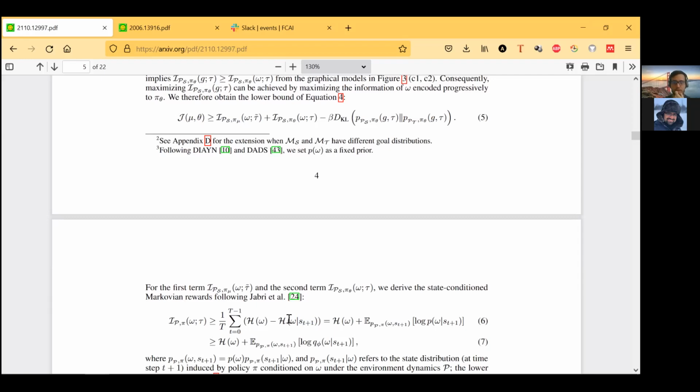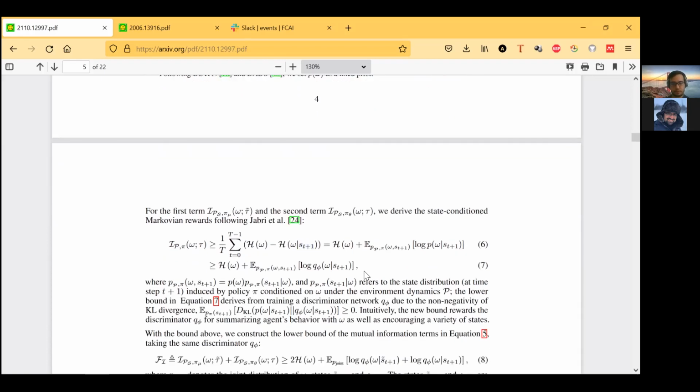The mutual information for a specific state and omega will be lower than the mutual information for the full trajectory and omega. And you can do this for all the states in the trajectory, and then you can take the average. And this is what this inequality is about. And this helps to phrase things now in terms of states and not trajectories.